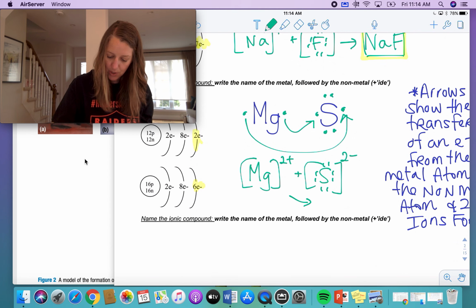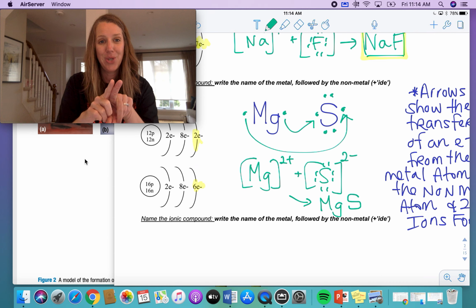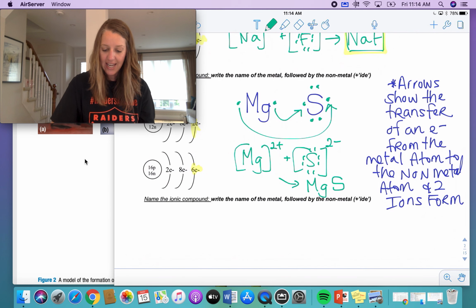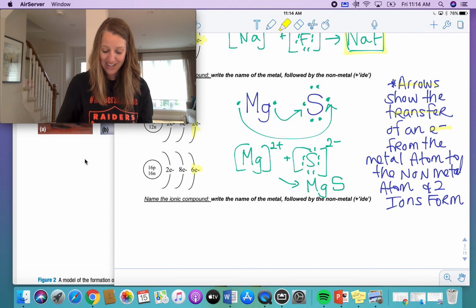Where do you write the answer? Just write it down here. MgS. Can you see that one compound with a 2 negative charge and one atom with a 2+ charge, put them together and your lowest ratio is 1 to 1, okay? Again, the arrow will show the transfer of an electron from the metal to the non-metal, and 2 ions get formed.